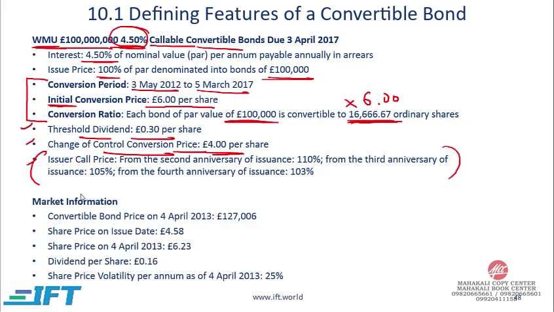We are also given market information for this bond. So on 4th April, we are given the price of the convertible bond. We are given the share price on issue date. We are given the share price on 4th April. We are given the dividend per share. Notice that this dividend is much lower than the threshold dividend. And we are also given the share price volatility. This gives us a sense for the riskiness of the underlying stock.